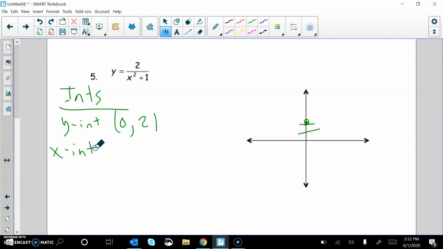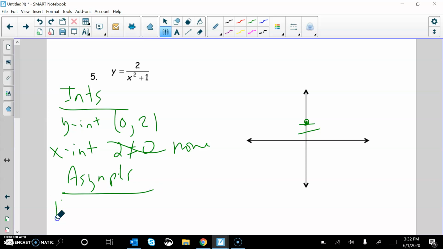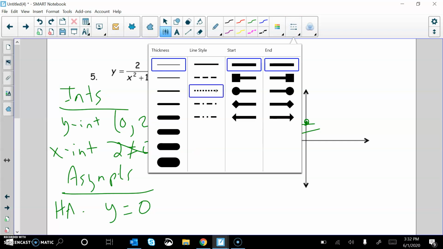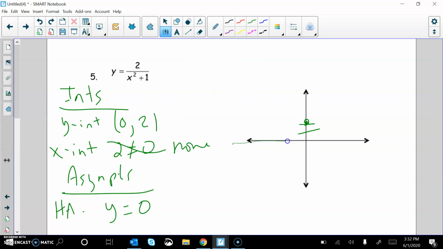X-intercept. Set it equal to 0. After step 1, you just have your numerator. That's never equal to 0, so there are no x-intercepts. Asymptotes. Horizontal asymptote. Let's see. Degree of your denominator is 2. Degree of your numerator is 0. Degree of your denominator is larger. Horizontal asymptote at the line y equal to 0, the x-axis. So we got that there.